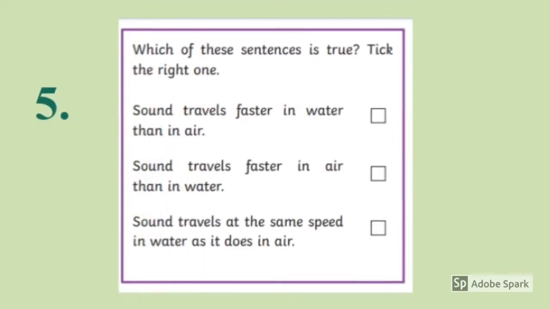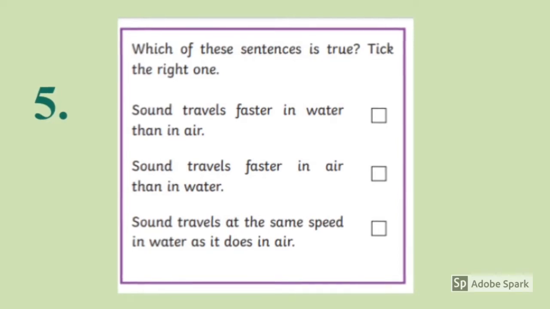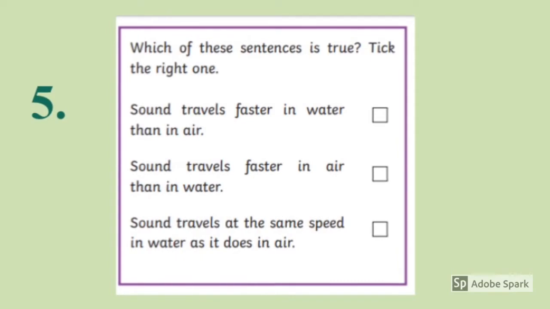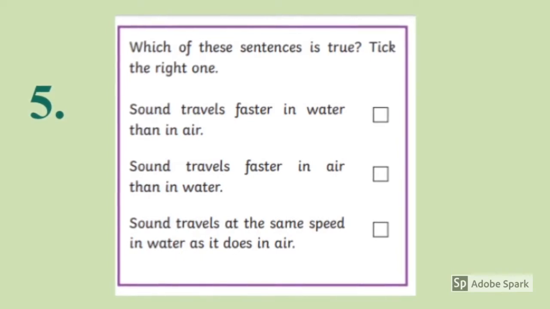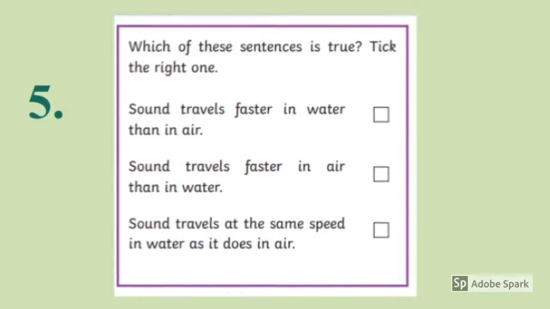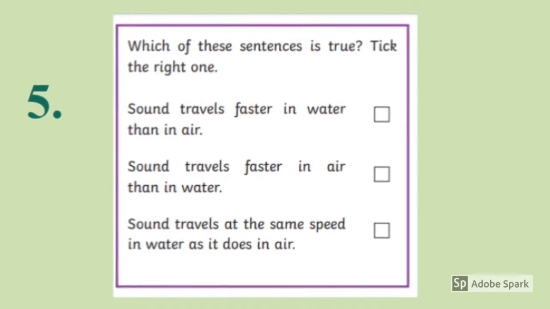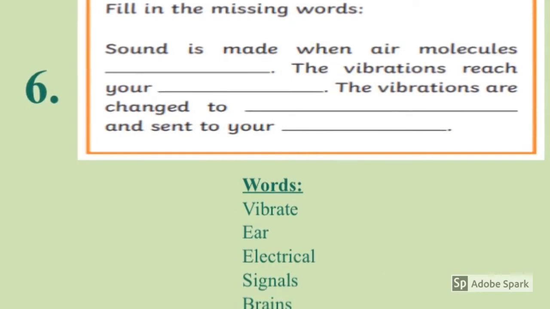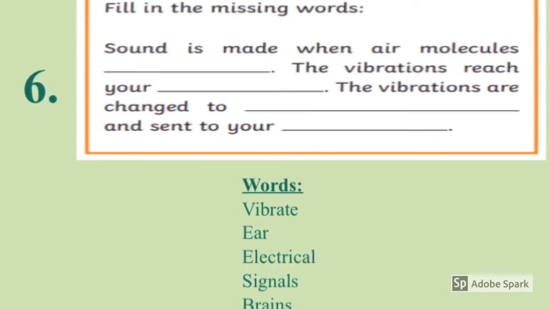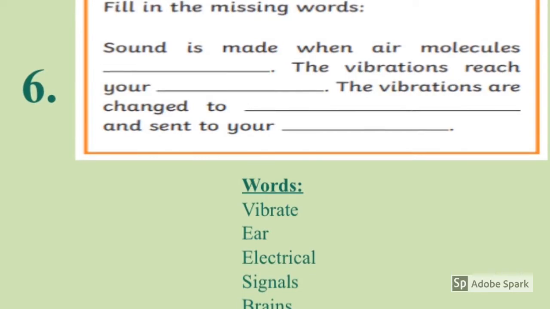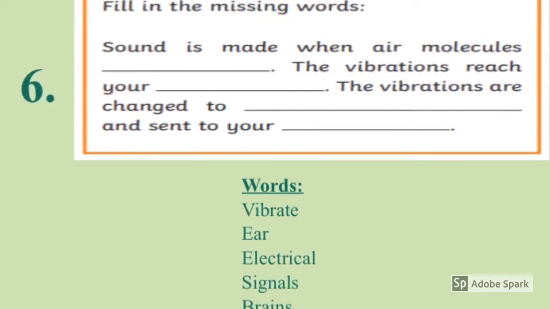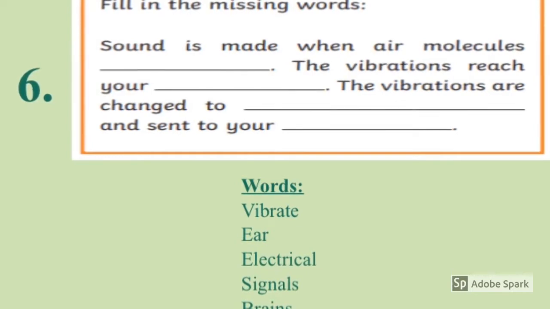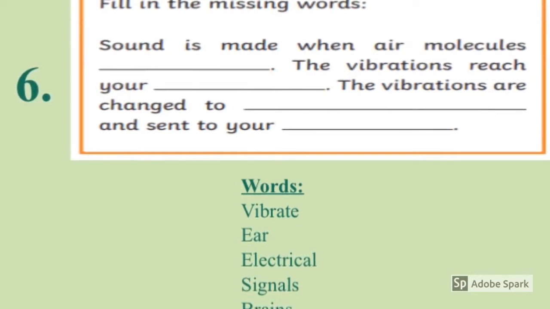Question 5. Which of these sentences is true? Tick 1. Sound travels faster in water than air. Sound travels faster in air than in water. Or sound travels at the same speed in water as it does in air. Choose one. Question 6. Here are the words vibrate, ear, electrical, signals and brain. Fill in the missing words. Sound is made when air molecules, full stop. The vibrations reach your, full stop. The vibrations are changed to your and sent to your, full stop.